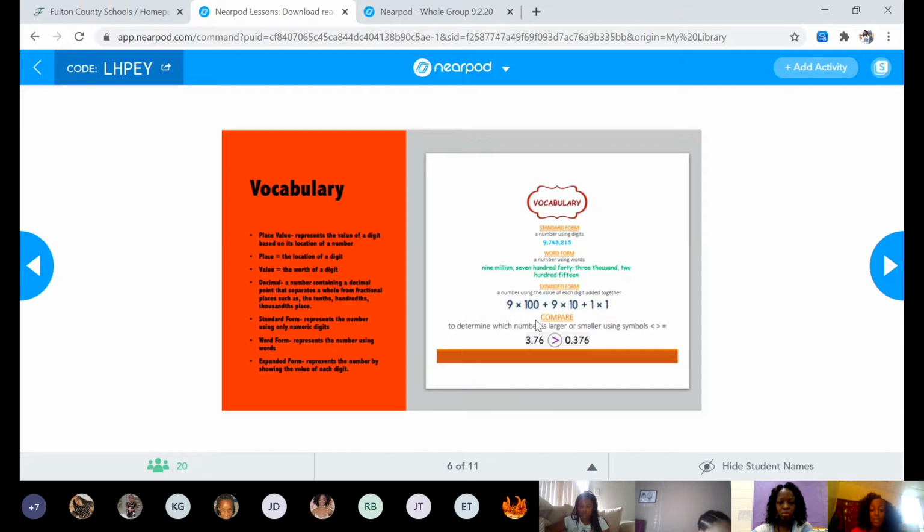And now our new skill for today, we're going to compare. So that means we're going to determine which number is larger or smaller using symbols. And some of our other vocabulary, if I ask you what place, I want to know the location. If I ask you the value, that means I want to know how much it's worth. And a decimal is any number that contains a decimal point and it separates the whole number from the fraction part, such as the tenths, hundredths, and thousands place.